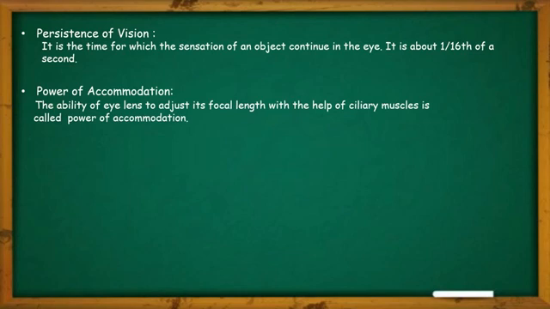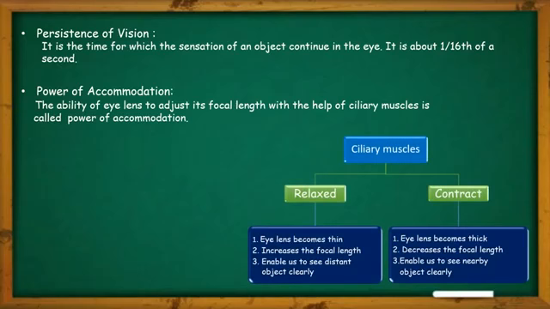Who is helping to adjust it? The ciliary muscles are adjusting. You see, the ciliary muscles have two positions. One is the relaxed position, another one is the contracted position. Whenever the ciliary muscles are in relaxed position, the eye lens becomes thin, which increases the focal length of our eye lens, and also enables us to see the distant object clearly. But when they are in contracted position, the eye lens becomes thick, which decreases the focal length of our eye lens, and also enables us to see the nearby objects clearly.